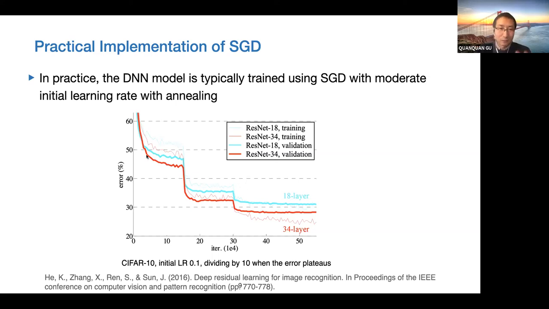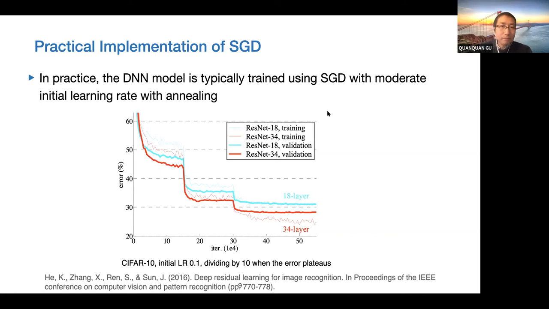So if you do the very standard routine, you will get this kind of plot. But the key message from this plot is the learning rate is like 0.1, it's like a big O(1) learning rate, a constant learning rate instead of a diminishing or infinitesimal learning rate. So this is the key difference between the practice of SGD and the work on the implicit bias of SGD.